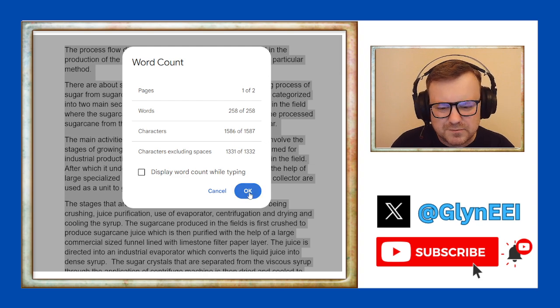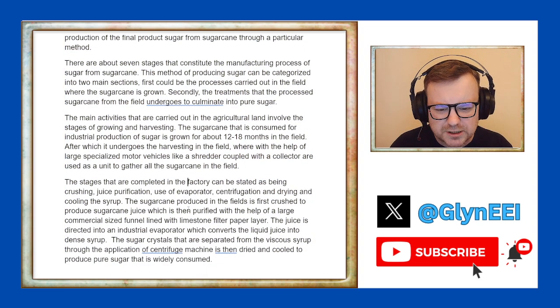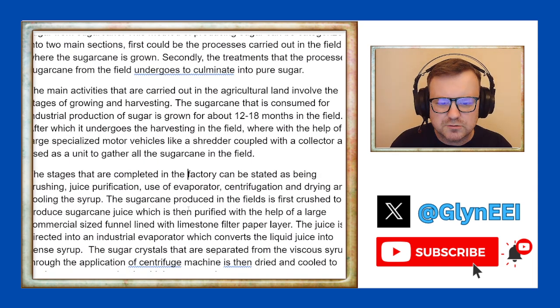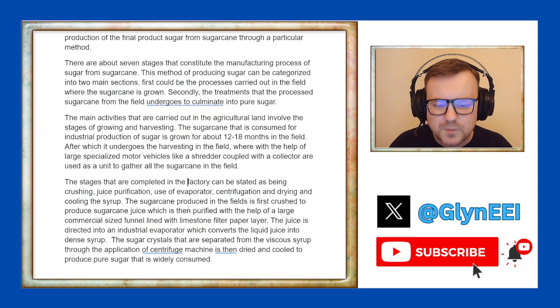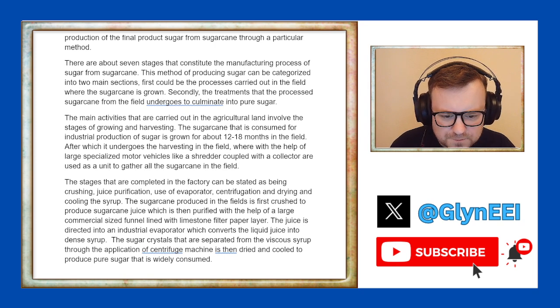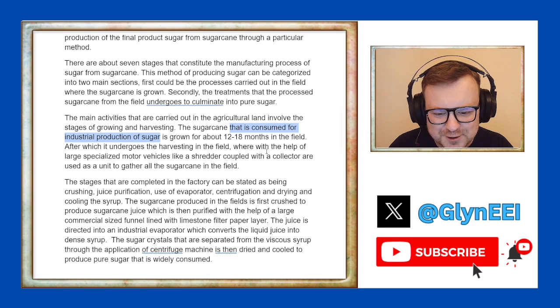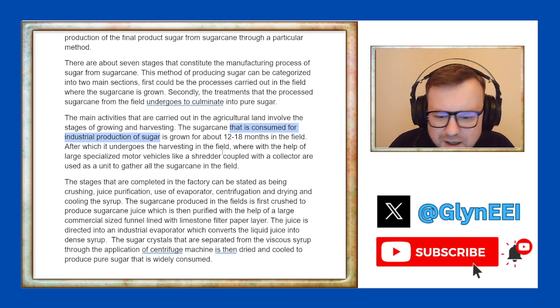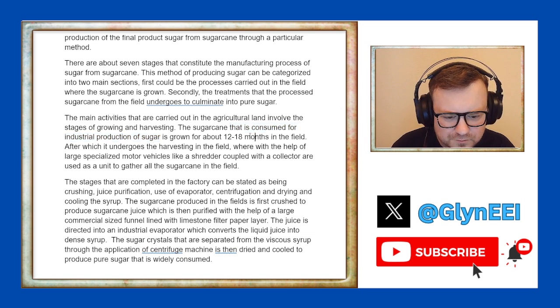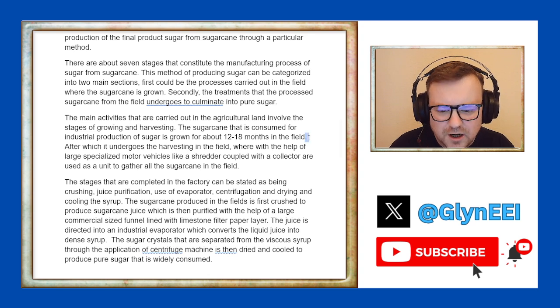And so looking at this now, I'm just looking at which parts could we possibly cut out. Okay, so I think that could be cut out, right? The sugarcane is grown for about 12 to 18 months in the field, is fine. We don't need that is consumed for industrial production of sugar. Don't need it. After which, yeah, just comma there. In the field, comma, after which it undergoes harvesting in the field.